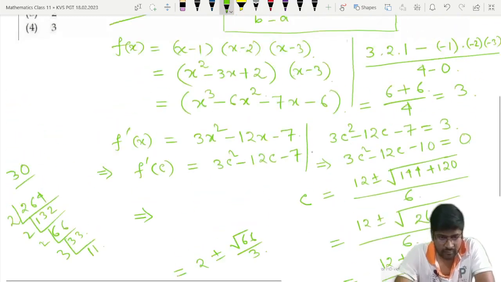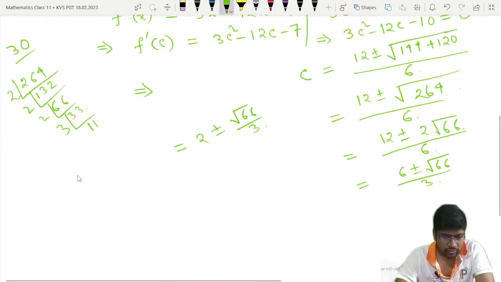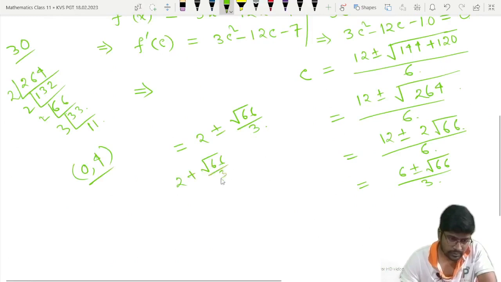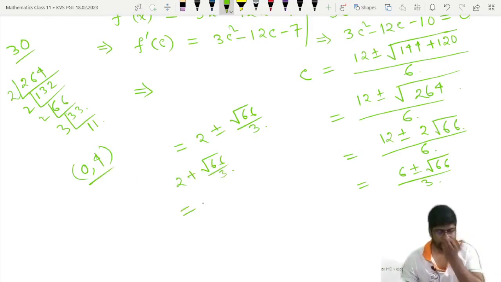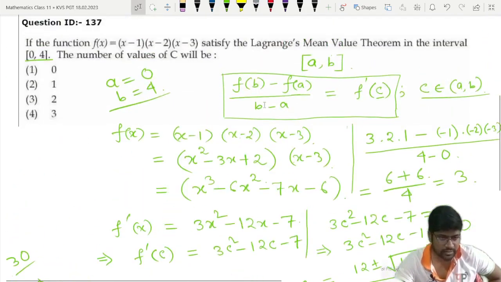So then how many values of c are possible inside the interval 0, 4? We need the value in between 0, 4. So if I take the value 2 plus root 66 by 3, is this value inside this interval or not? Okay, somewhere we made a mistake, I think. Otherwise, this type of calculation we should not get.